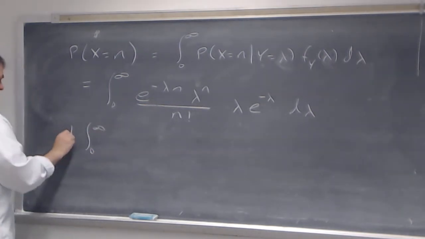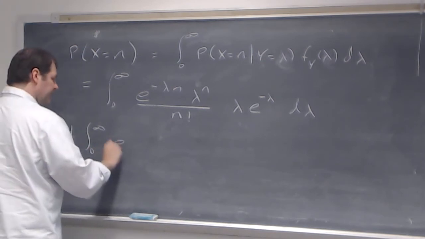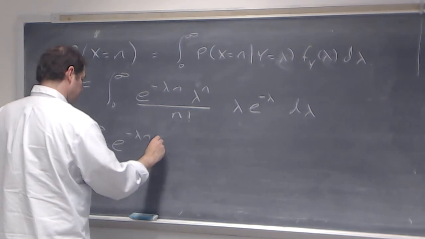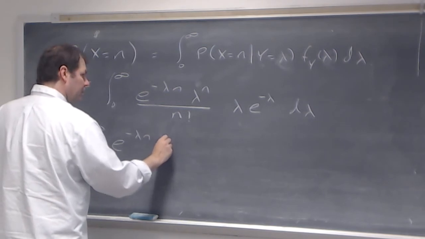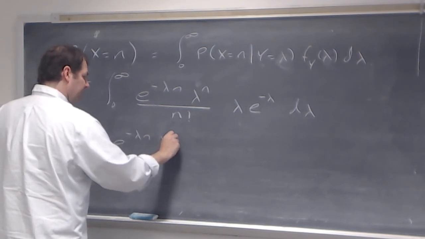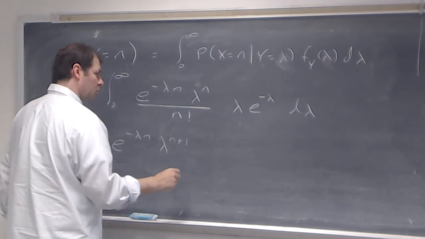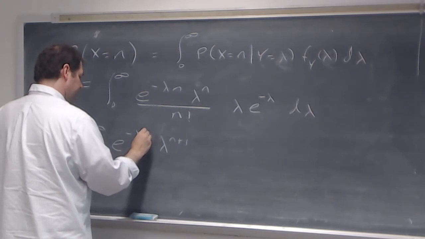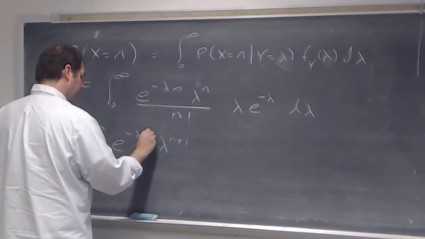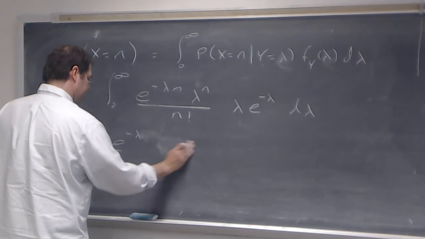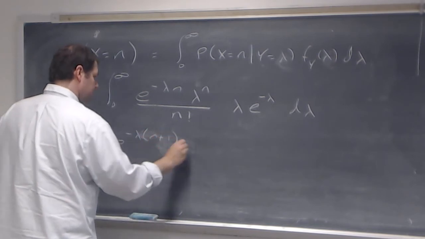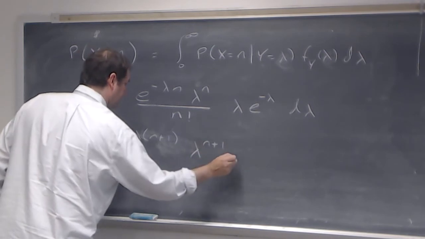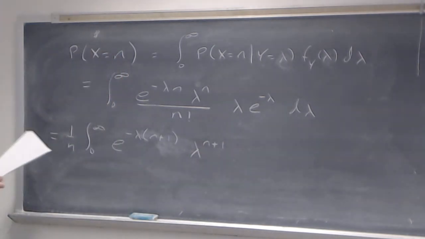And so that's equal to the integral from 0 to infinity. I can pull out the 1 over n, and this is e to the minus lambda n, lambda to the n plus 1. And here, really, this should be e to the lambda n plus 1. Let me write that a little better. Okay, that's what we're looking at. d lambda.